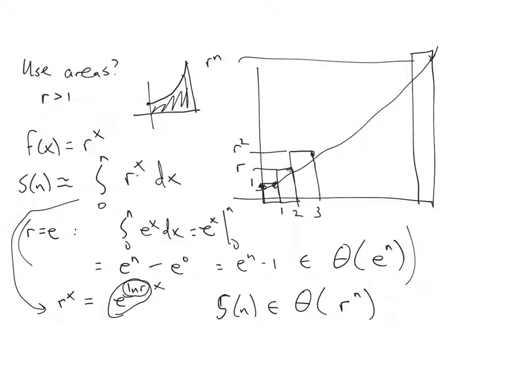Okay, I don't know if that helped, but now we're going to do a serious example. So let's look at another sum, which is the sum of squares: 1 squared plus 2 squared plus 3 squared plus dot dot dot plus n squared. And of course what we really care about is what theta it is in. Alright, so we'll use the same idea we used before.